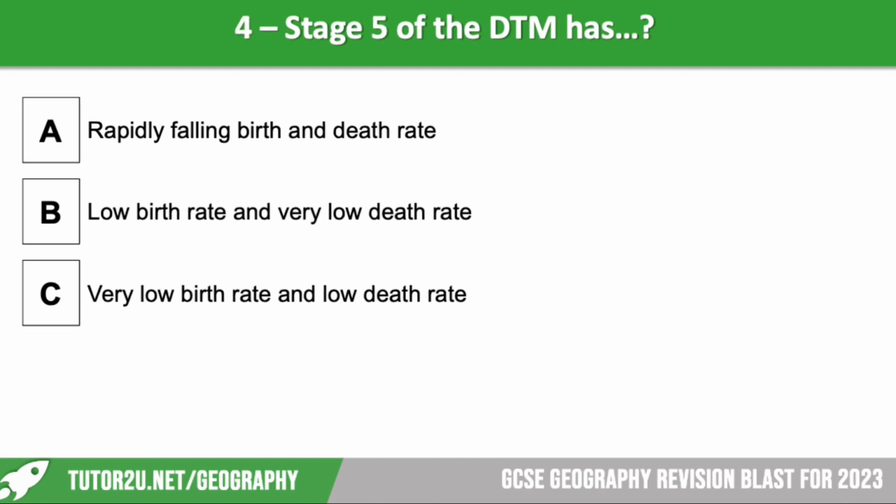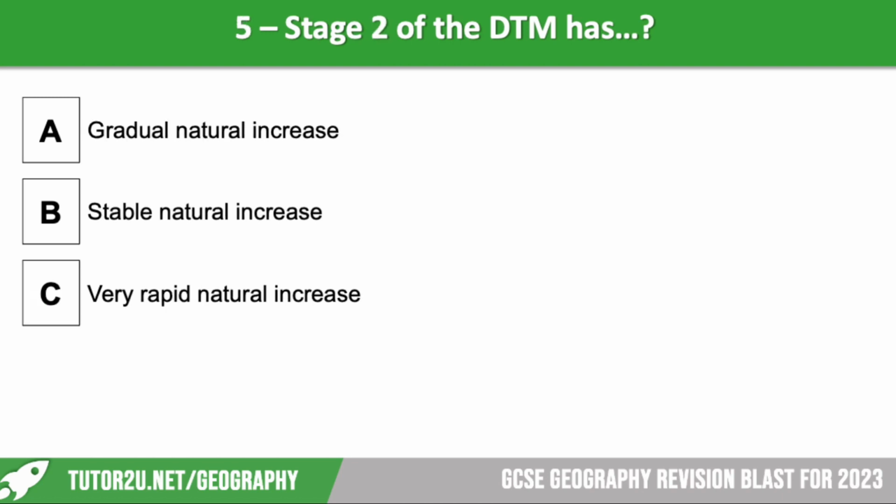Stage 5 of the DTM has a rapidly falling birth and death rate, a low birth rate and a very low death rate, or a very low birth rate and a low death rate. So this is stage 5. Okay, let's have a look. It is C, so very low birth rate and a low death rate.